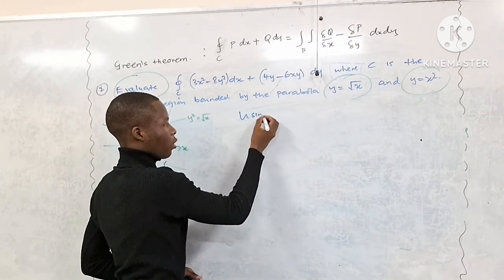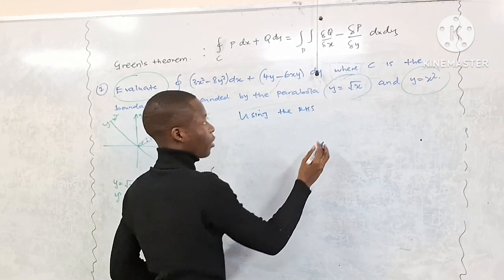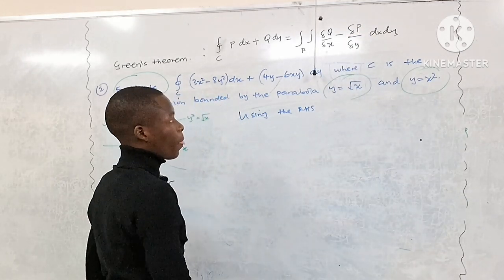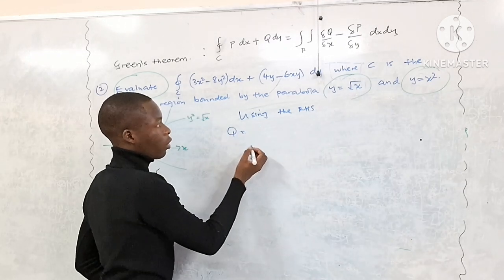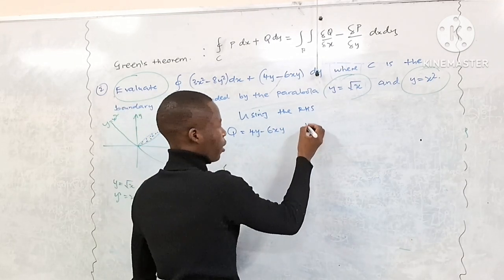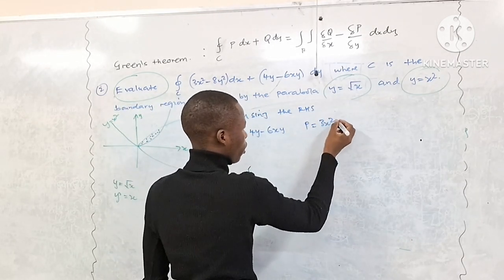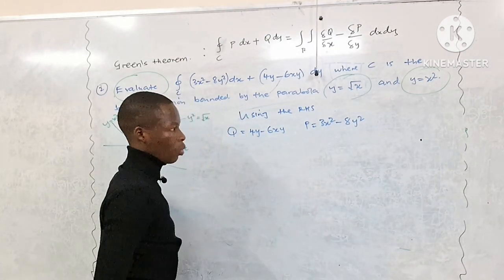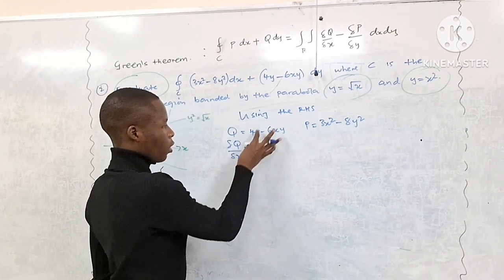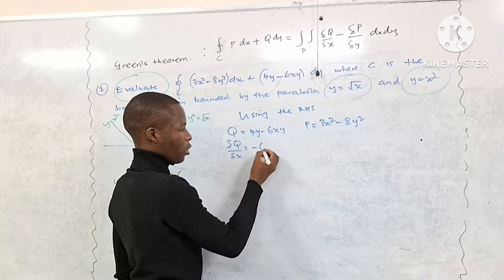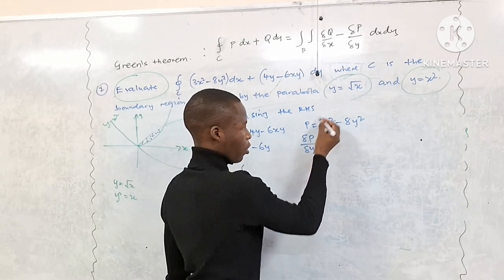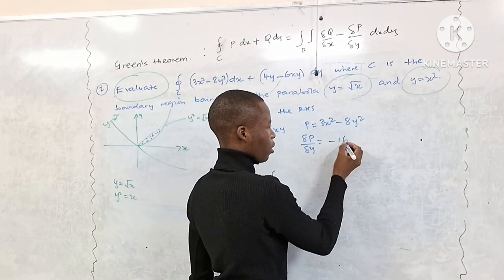So using the right hand side, you're supposed to find the partial derivative of q with respect to x, and the partial derivative of p with respect to y. So you have to find q, compare this and this. So q is nothing but 4y subtract xy. P is equal to 3x squared subtract 8y squared. So the partial derivative of q with respect to x is, this is a constant, so it is 0, subtract 6y. The partial derivative of p with respect to y is, this is a constant, so it is 0, subtract 16y.